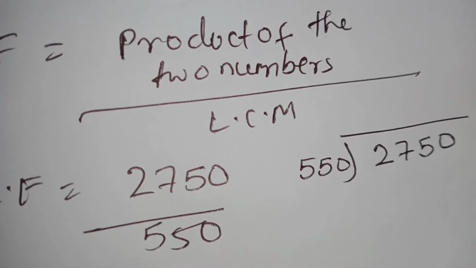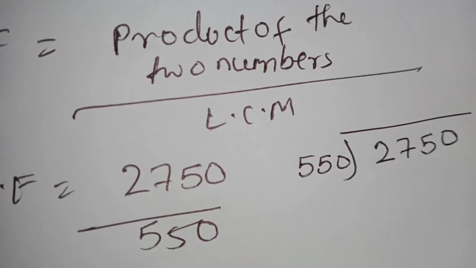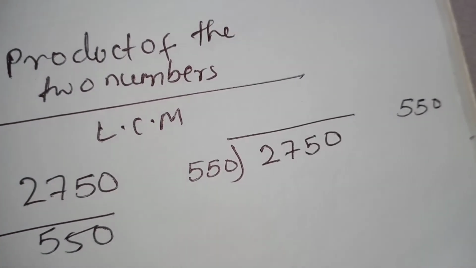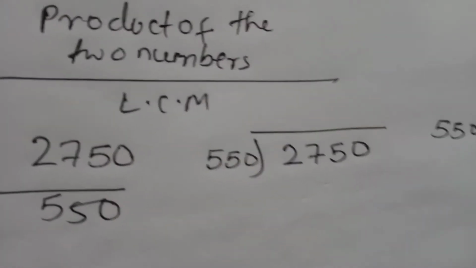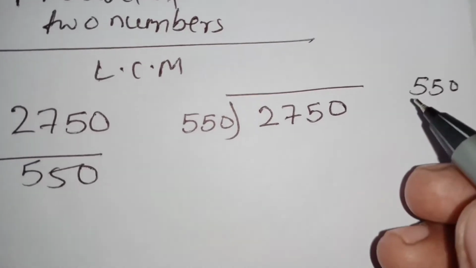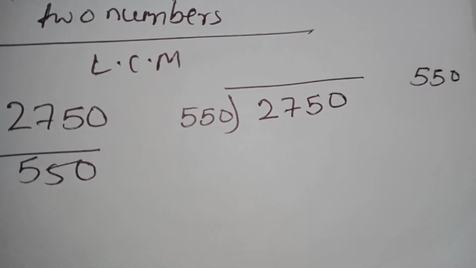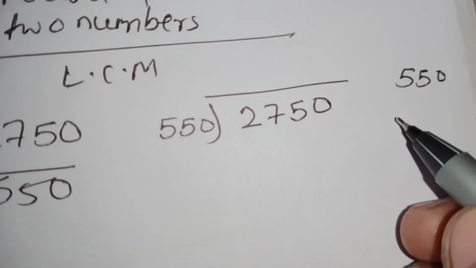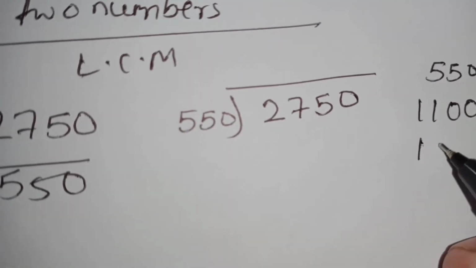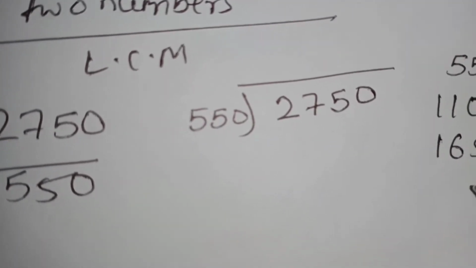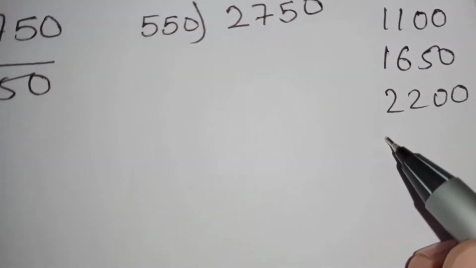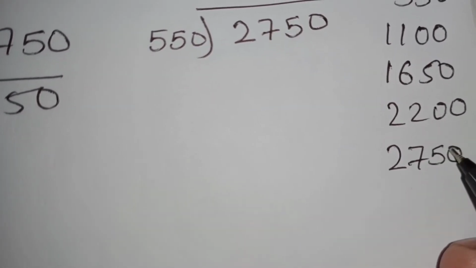Okay, so now let us first write the table of 550 so that it will become easy for us to do. 550 ones are 550. What you will do is multiply by 2, 3, and in that way you can do. 550 twos are 1100, 550 threes are 1650. When you multiply by 4 you will get 2200, and by 5 you will get 2750.